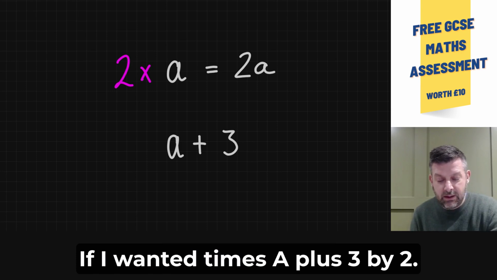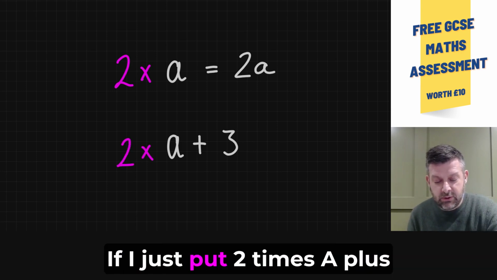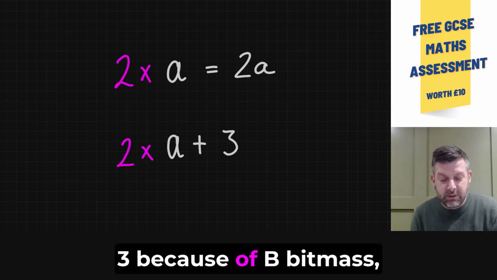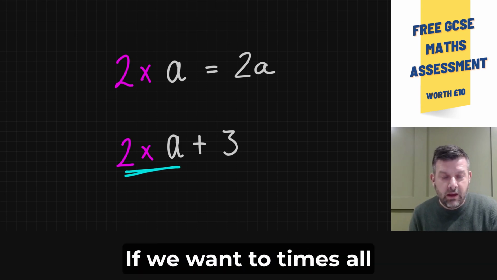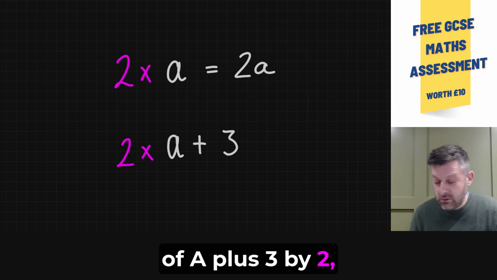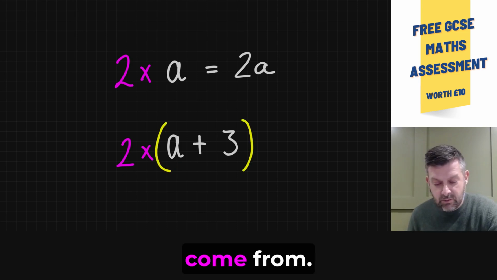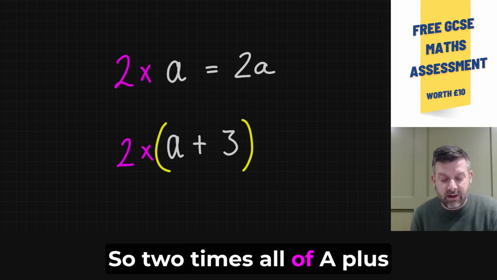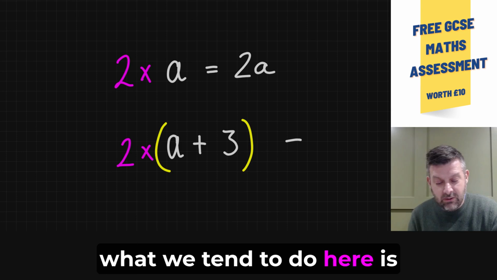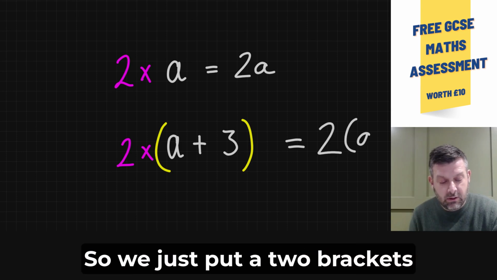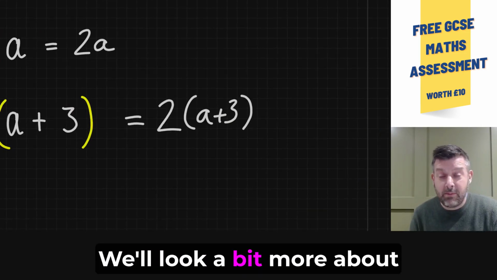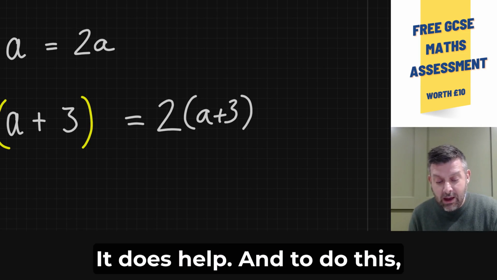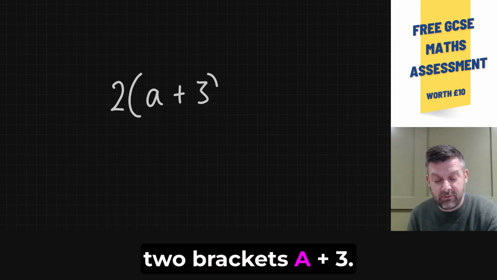If I wanted to times a plus 3 by 2, if I just put 2 times a plus 3, because of BIDMAS, what that means is the order of operations, we're only going to times the a by 2. If we want to times all of a plus 3 by 2, we have to put it in brackets. So that's where the brackets come from. So 2 times all of a plus 3. And again, what we tend to do here is get rid of the times. So we just put a 2 brackets a plus 3. So that's where they can come from. We'll look a bit more about where they might come from.